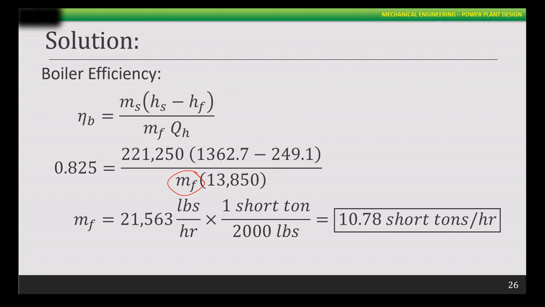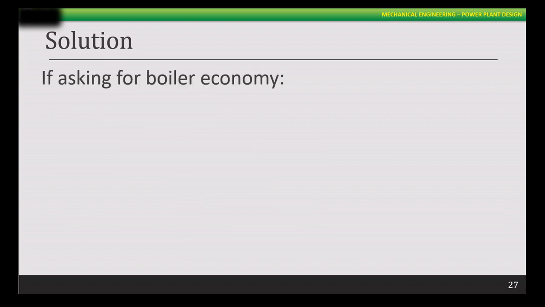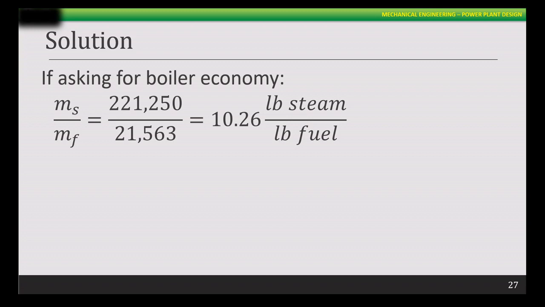In this case, the mass of fuel is 21,563 pounds per hour. It asks for short tons, so we multiply that by 1 short ton per 2,000 pounds, and we get 10.78 short tons per hour. Okay, that is the first problem. If asked for boiler economy, we divide the mass of steam by the mass of fuel, so we get 10.26 pounds of steam per pound of fuel.